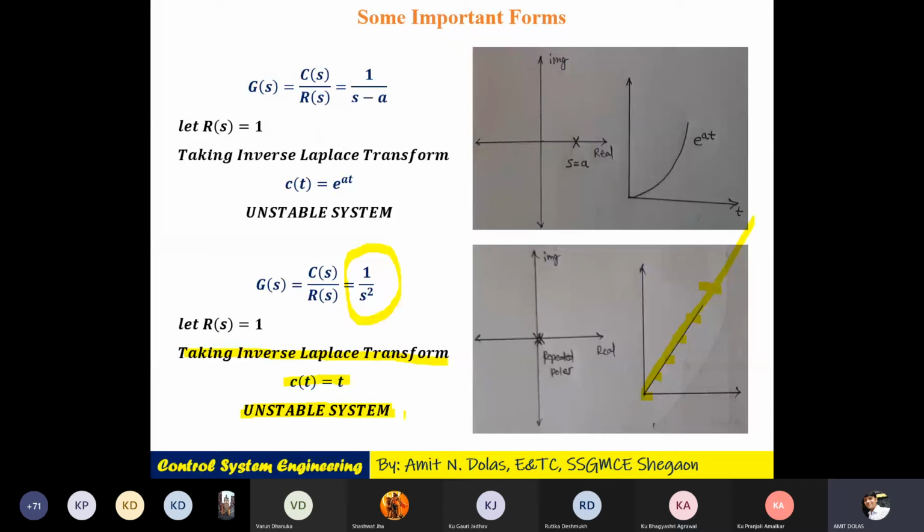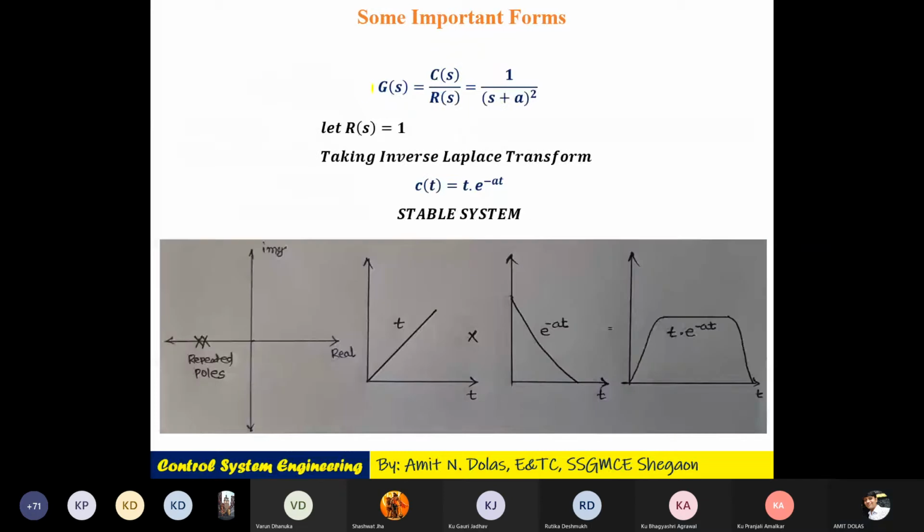So the next transfer function, G of s is 1 upon s plus a whole square. Again, we want to find its poles. I have not shown it here, but it is very easy. You can put s plus a whole square equal to 0, then you will have s plus a into s plus a is equal to 0. So you will have two poles: pole 1 will be at minus a, and similarly pole 2 will also be at minus a.